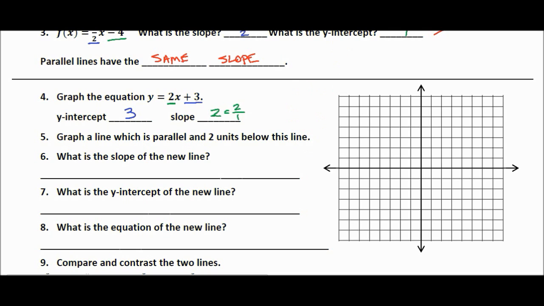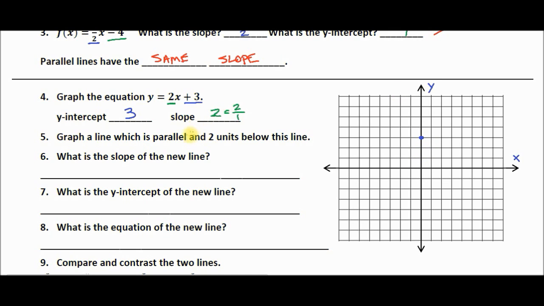Okay, let's graph this. Graph a line which is parallel and 2 units below this line. Well, number 4, they want us to graph the equation first. Let's do that. The y-intercept is 3. Let's put that on here. So our line is going to cross the y-axis. This is the y-axis. This is the x-axis. We're going to cross the y-axis at 1, 2, positive 3. We know that point is on our line.